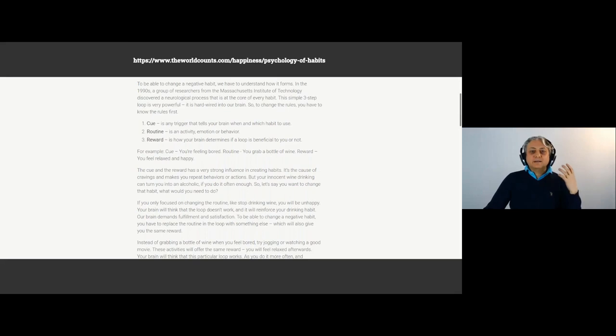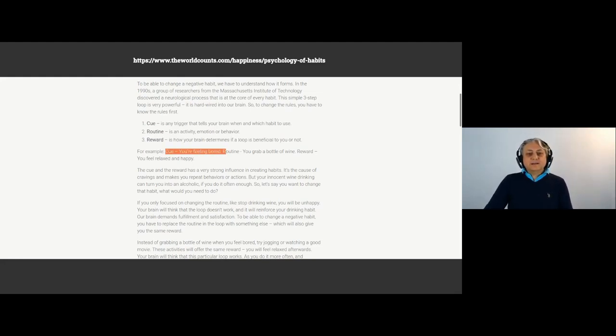There is an inbuilt loop hardwired into your brain that is the key to habits. You have a cue, which is a trigger that tells your brain when and which habit to use. You have a routine, activity, emotion, or behavior. You have a reward, which is how your brain decides whether this is good or not.